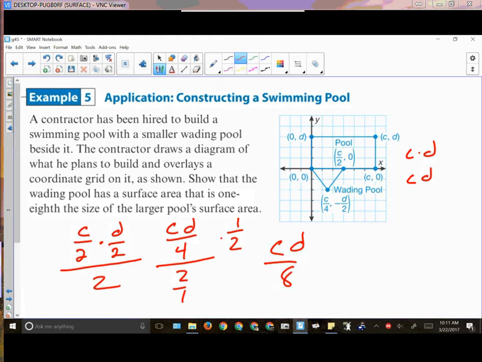So does that show it? Does that show that this is 1/8 of what this is? Because this is C times D, this is C times D divided by 8. Now my question is, why in the world didn't the numbers work properly? What would cause that? What would have caused the numbers to have gone the wrong way?